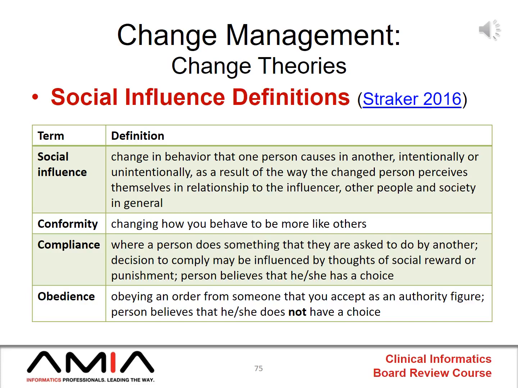The difference between compliance and obedience is that in compliance, a person performs an action that they're asked to do by another, but believes that he or she has a choice in accepting and performing that task. By contrast, in obedience, rather than performing a task, a person believes that they are obeying an order from someone that they believe they cannot refuse.